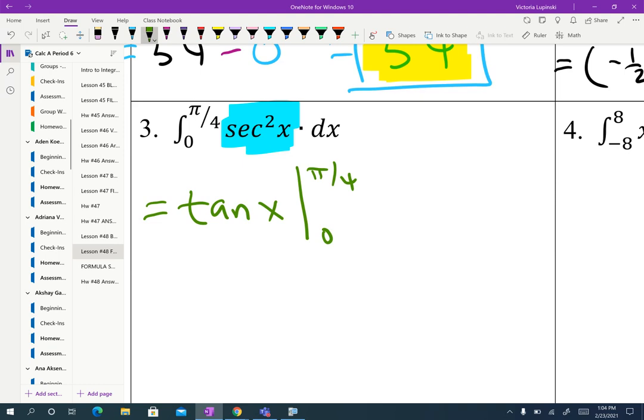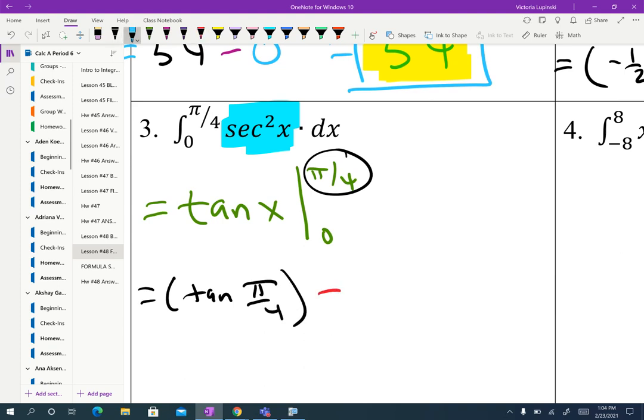So as you go to evaluate, you are going to start with the top number, which means you are finding the tangent of pi over 4. Then you are always subtracting the bottom value when you plug in 0. So you're subtracting the tangent of 0. So again, at this point, if you were going to use your calculator, that would be fine. You would have to make sure that you're in radian mode.